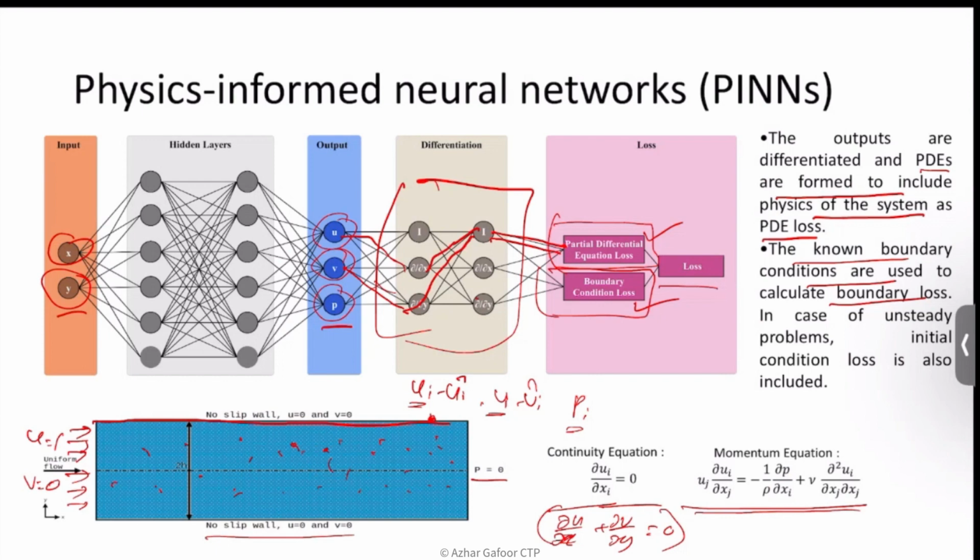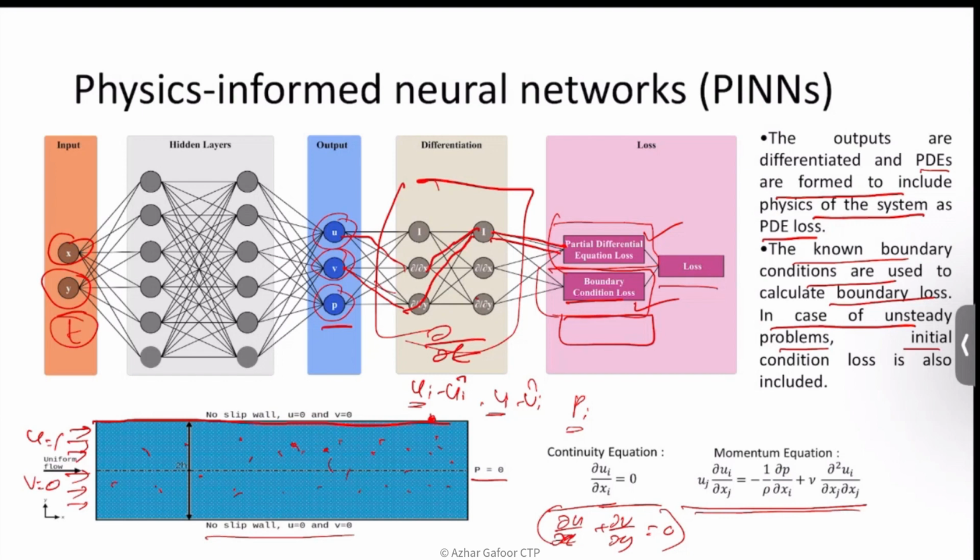which is a supervised process. And like I said, in case of unsteady problems, initial condition loss is also included. Like in the boundary loss, there will be an initial condition loss as well. Here there will be dou by dou t, and here t will be an input.